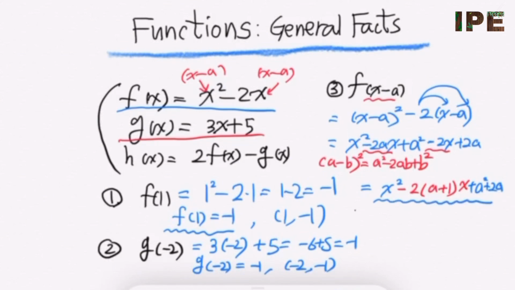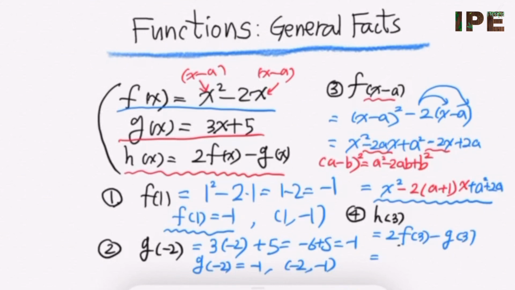But number 4 is actually more important than number 1, 2, or 3. It is a little harder. So I'm going to ask you, what is h of 3? Where is h? h is here. h of x is what? 2f of x minus g of x. So h of 3 means 2f of 3 minus g of 3. And then find f of 3 and g of 3 separately.